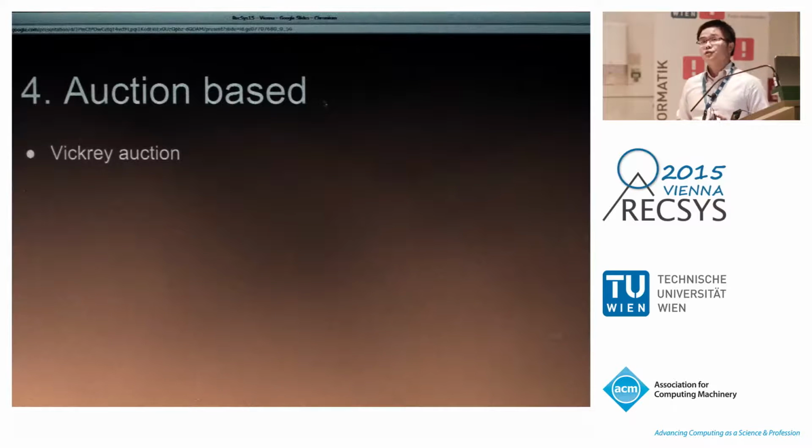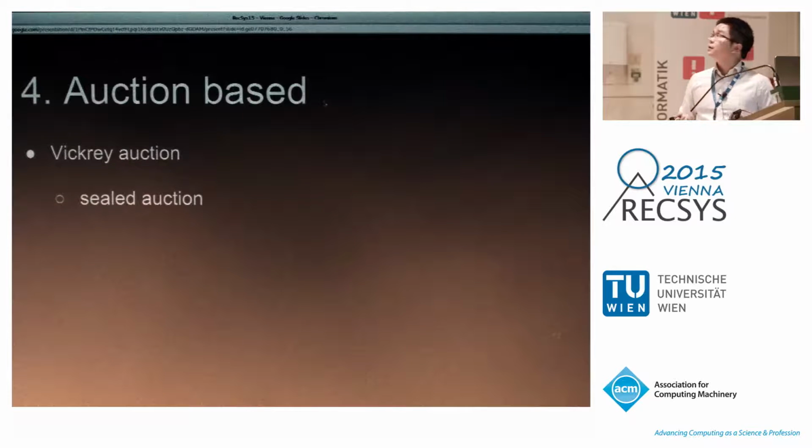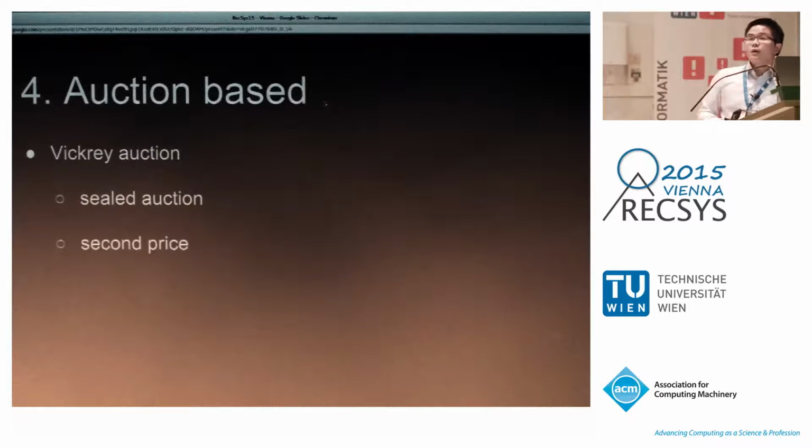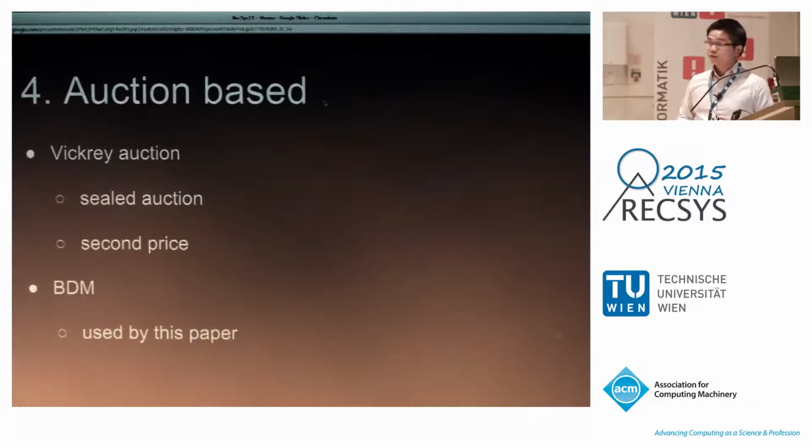First is called the weekly auction. Probably you are familiar with this auction method. It works by first the sealed auction. Each bidder will raise the bids, and they don't know the bids of other bidders. The winner will win the product by paying the second highest price. Another auction method is BDM. This will actually be used by our work, so I will explain it in detail later.